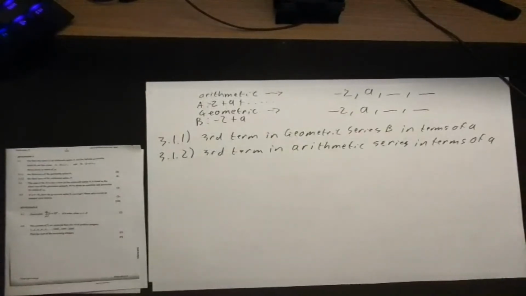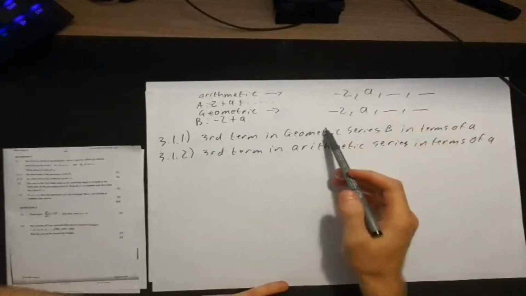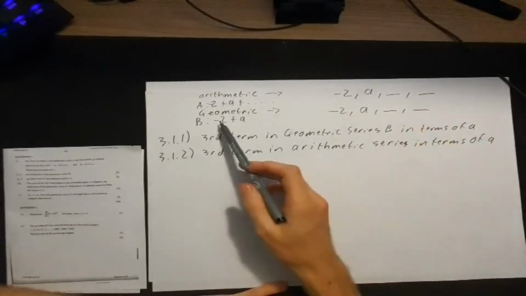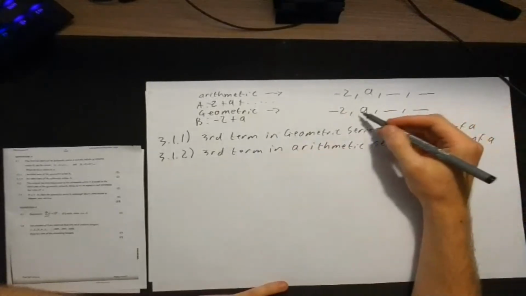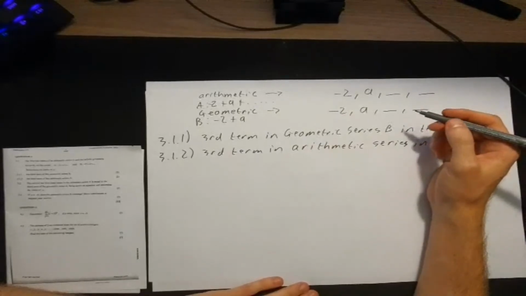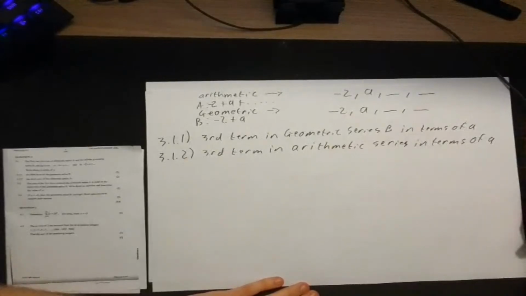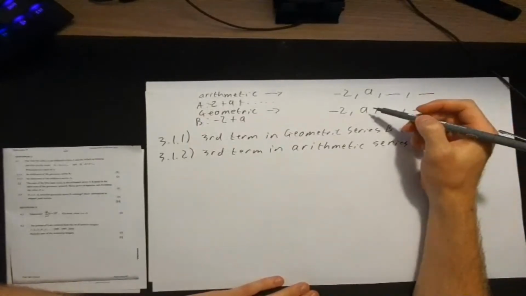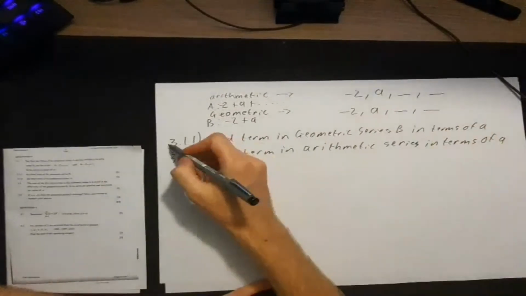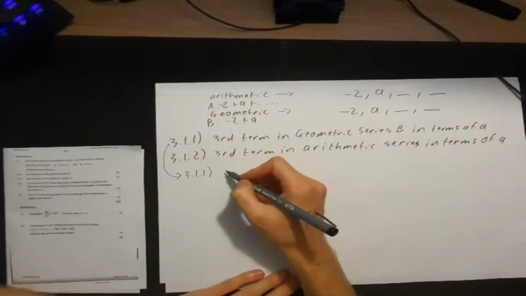Okay, so let's jump into this here. The first one's asking for the geometric series, so B. Let's have a look at what geometric means. Geometric means that there's a common ratio. So now we want T3 in terms of A. So we need a common ratio. So let's just do 3.1.1 for geometric.